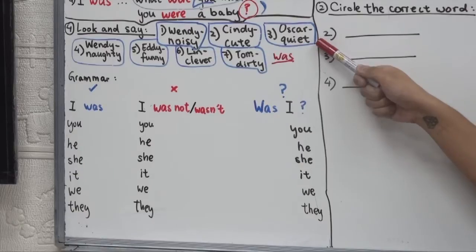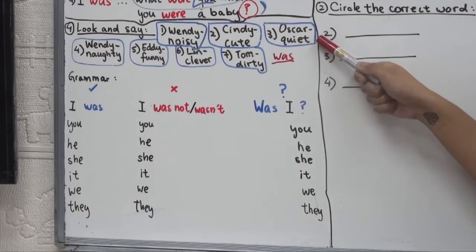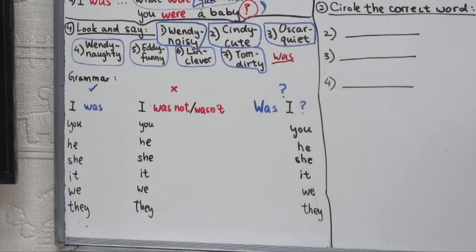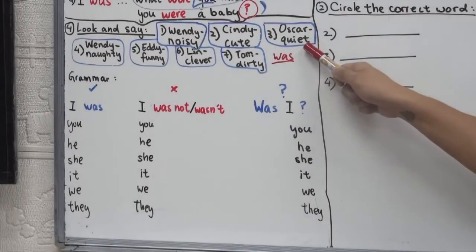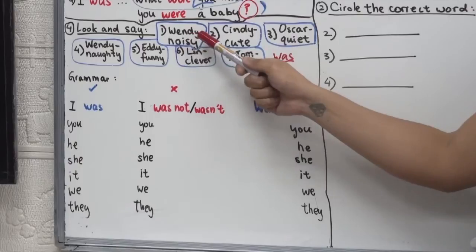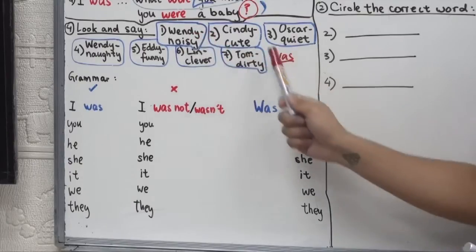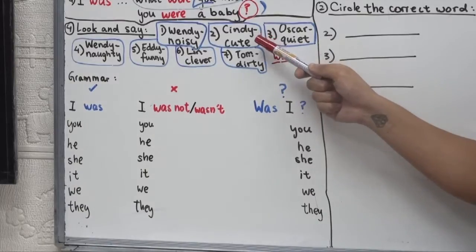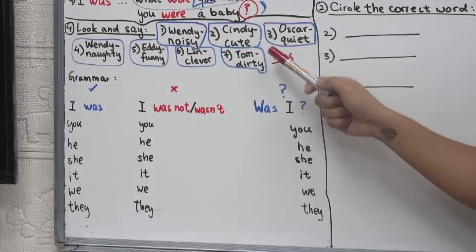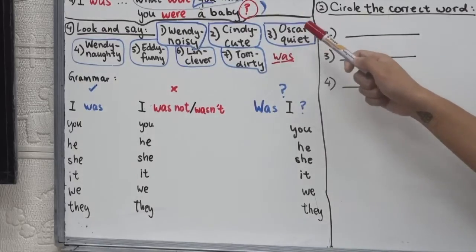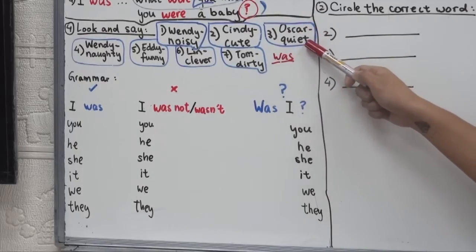Oscar was very quiet. Right, very good. Look at this photo. Oscar was very quiet. Now for Wendy and Cindy, we can change Wendy to she. So she was very quiet. For Cindy, we can also change to she. So she was very cute. And Oscar, we can change Oscar to he. So he was very quiet, okay?